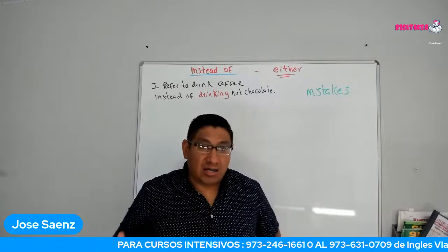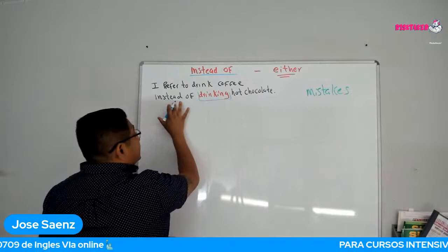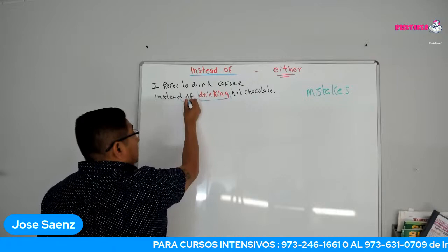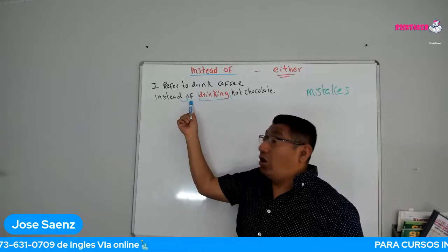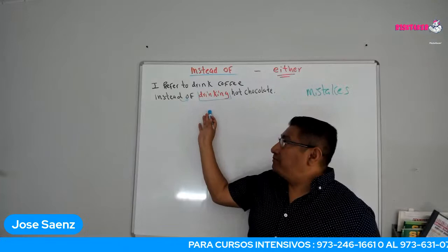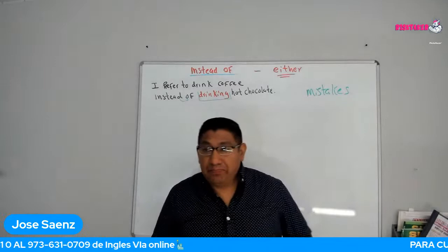The curious part, the part that I want you to pay attention to, is this. When we use instead of, first of all, we use a link here. So we will always say instead of. And because we have of, which is a preposition, we need to use the verb with ing. So I prefer to drink coffee instead of drinking hot chocolate. All right? Instead of drinking hot chocolate.